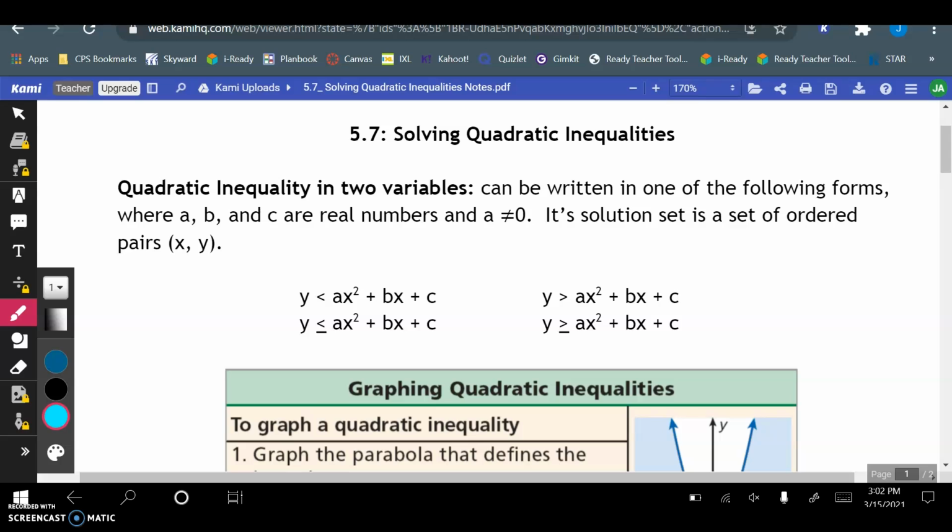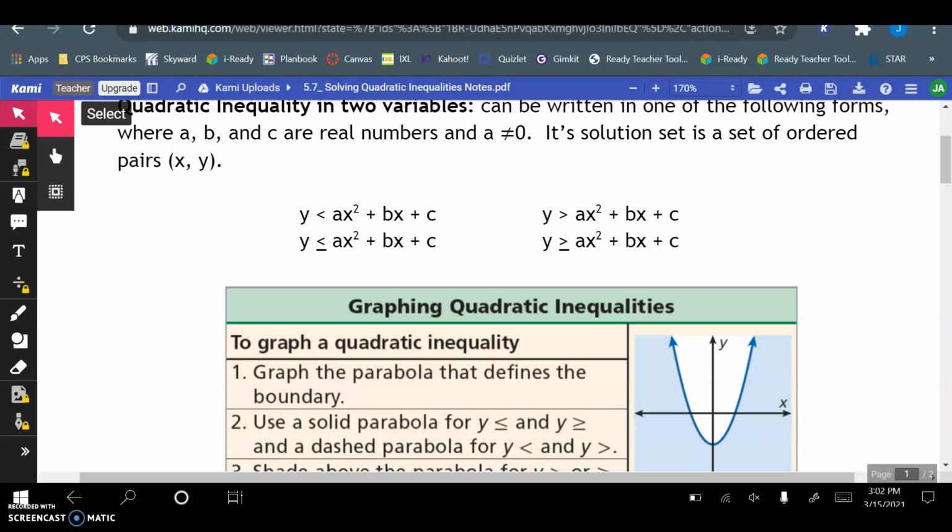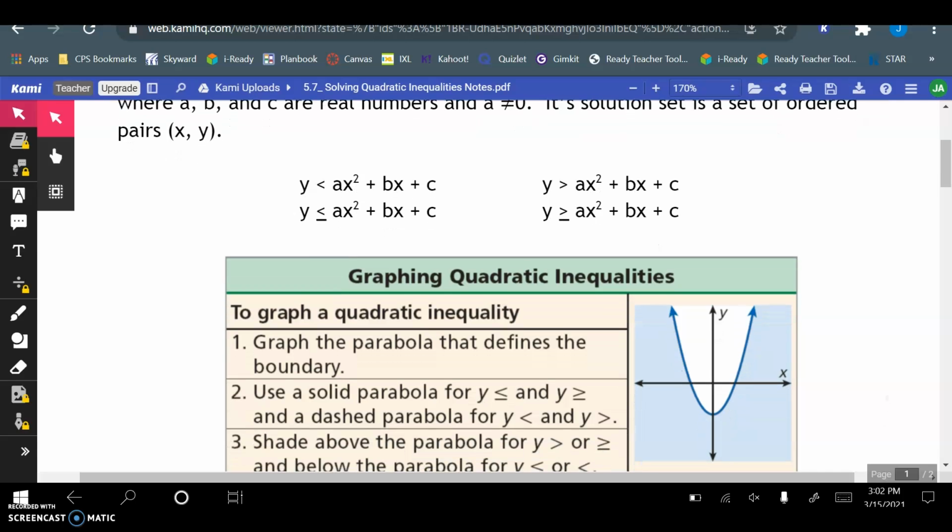where a, b, and c are real numbers and a cannot be 0. Its solution set is a set of ordered pairs in the form of x, y. Underneath here, I have the 4 different ways to write the inequalities. We have less than and greater than on the top, and then we have less than or equal to and greater than or equal to at the bottom.